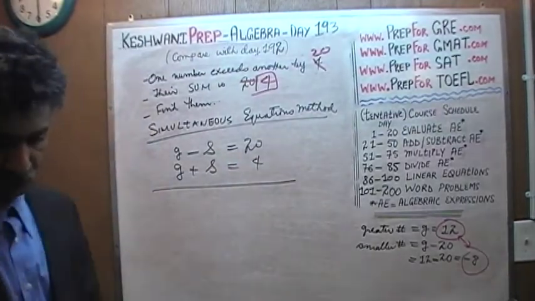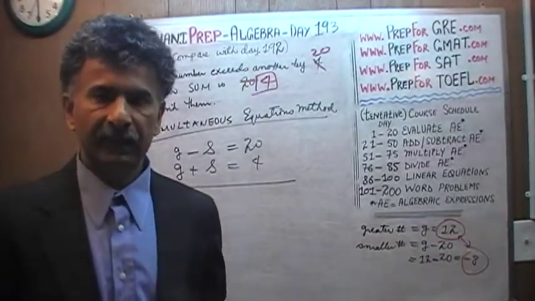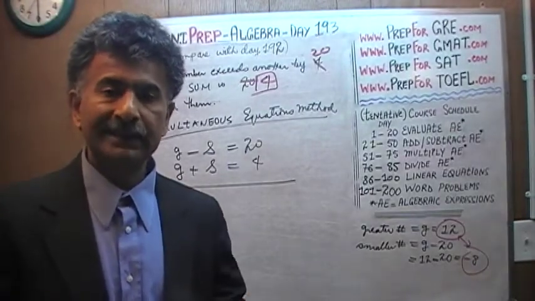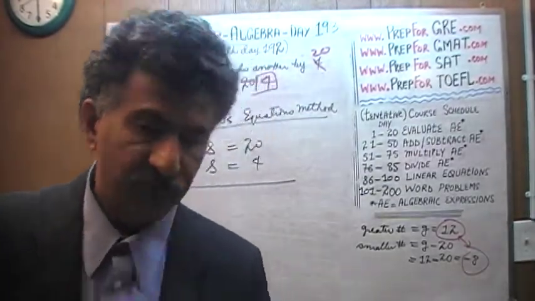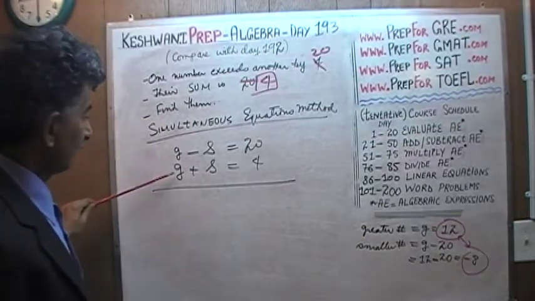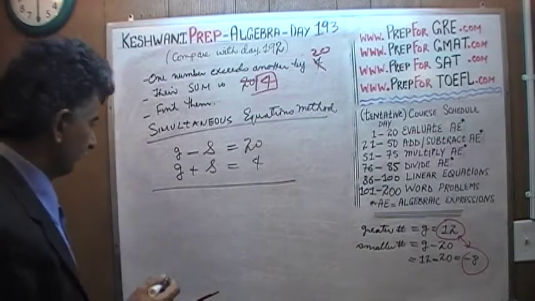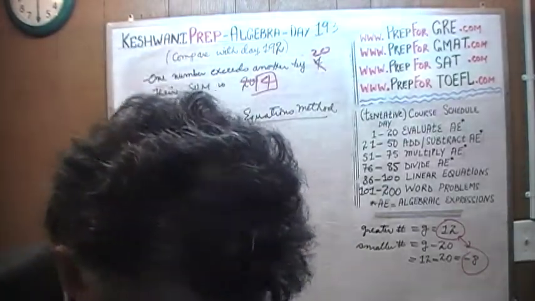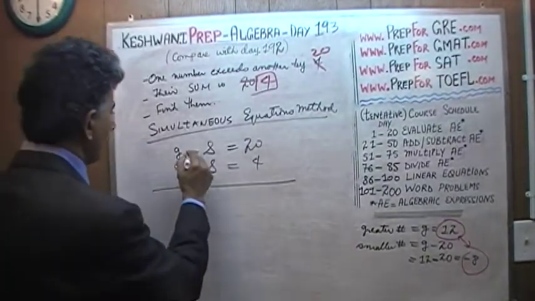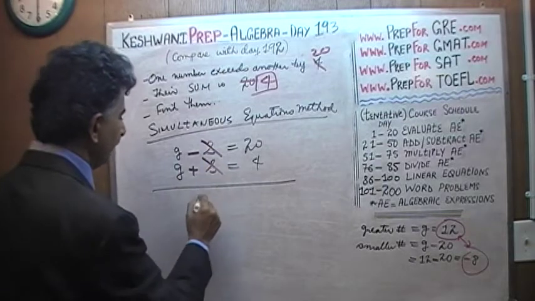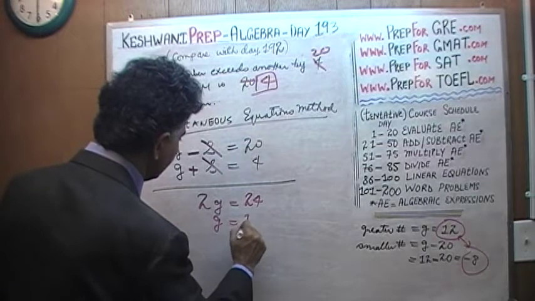This is called simultaneous equations. They're called simultaneous equations because whatever values we find for G and S have to satisfy both of these equations at the same time, simultaneously. So here we have negative S, here we have positive S, they cancel out, and 2G equals 24, and therefore G equals 12.